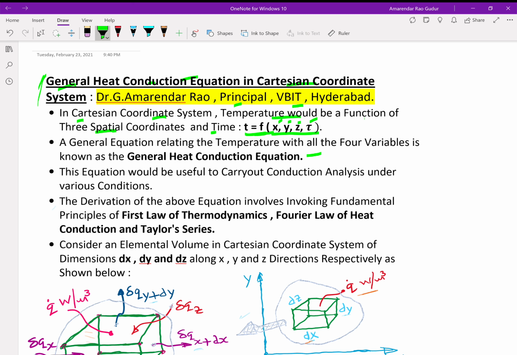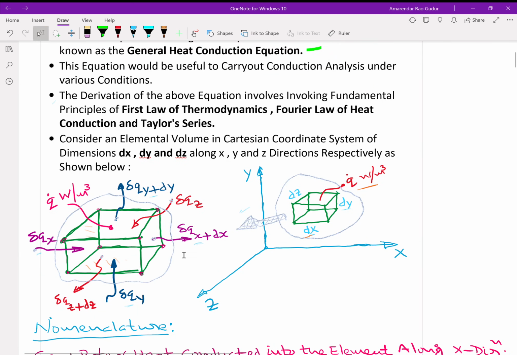This equation would be very useful to carry out conduction analysis under various conditions. And while deriving this equation, we will be invoking the first law of thermodynamics, Fourier law of heat conduction, and the Taylor series. And to carry out the derivation, we will consider an elemental volume in XYZ system. This X, this Y, and normal to the board, we have Z coordinate. Having dimensions of dx along x direction, dy along y direction, dz along z direction.